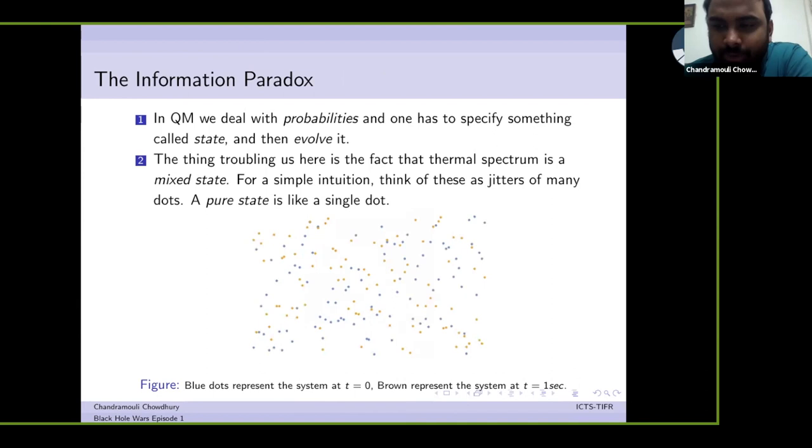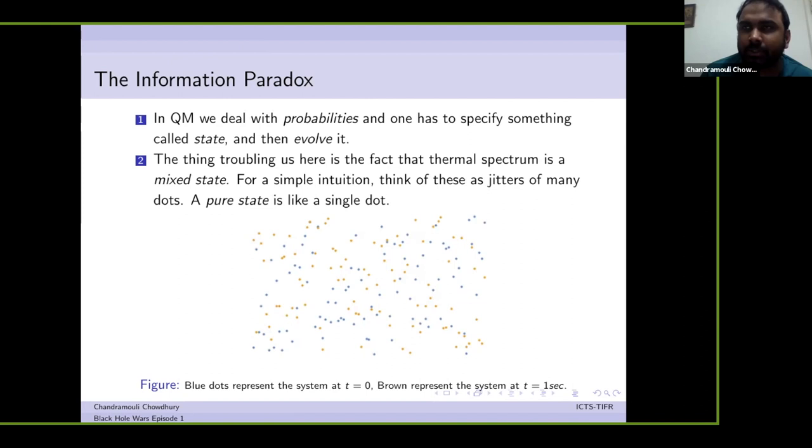Okay, so we are very close to the original statement of the information paradox, but there's just one more concept preventing us from declaring it now, and that's the notion of the kind of states we have to think of. Point one is something I already tried saying in the previous slide. Let me just repeat it now because it's going to be important. In quantum mechanics, we deal with probabilities, and one has to specify a state and then evolve it. Now, the notion of a state in quantum mechanics actually has a deeper meaning.